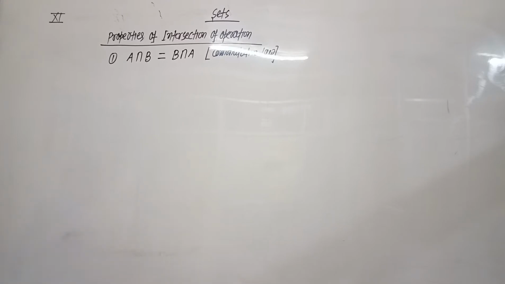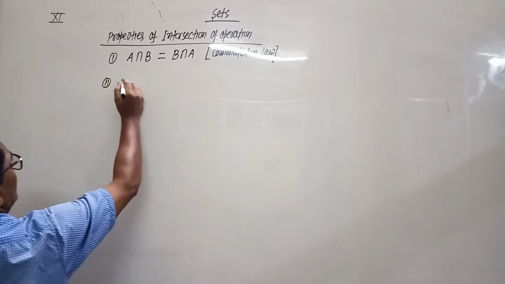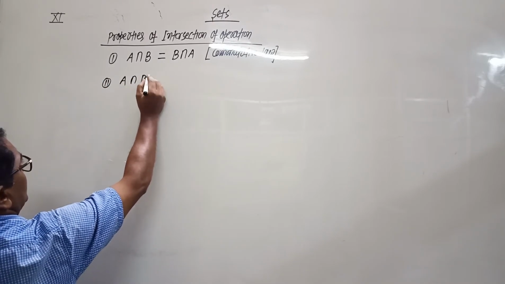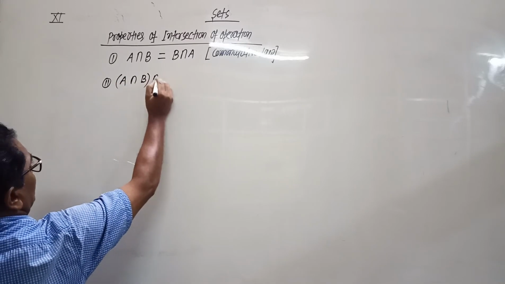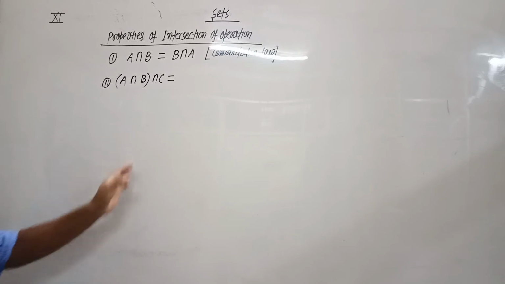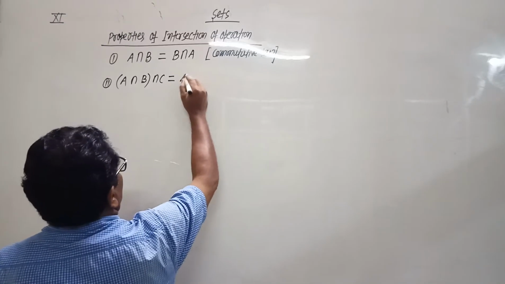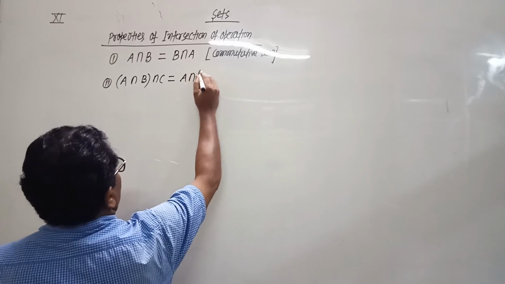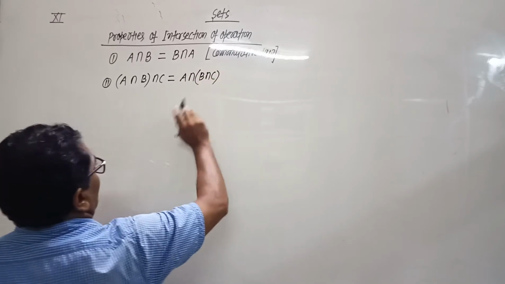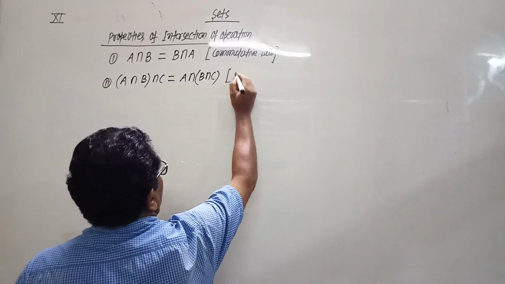Then (A intersection B) intersection C. Here A and B are in bracket. This can be written as A intersection (B intersection C). We have taken B and C in the bracket. This is called associative law.